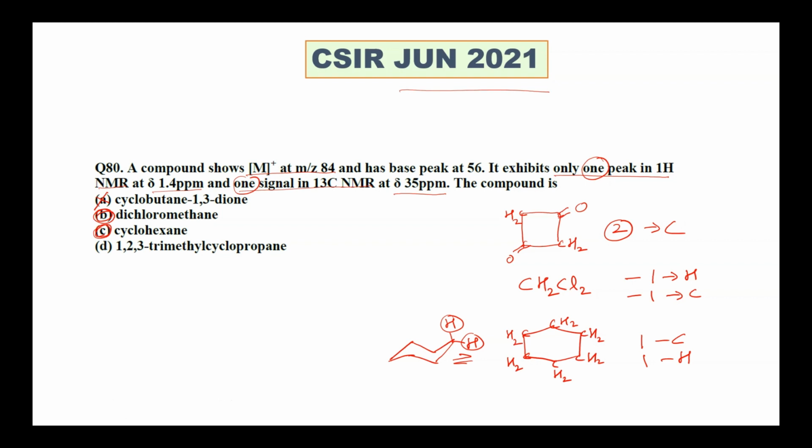Then comes 1,2,3-trimethylcyclopropane. Obviously here I have two kinds of carbon, the cyclopropane carbon and the CH3 carbon. So two carbon signals. So D is wrong. So now we have B and C. Since the value given is 35 ppm for carbon and 1.4 ppm for hydrogen, it cannot be dichloromethane, because the carbon attached to chlorine should come around 60. Any carbon attached to a heteroatom will go around 60. So option B is wrong. So the correct answer is cyclohexane. Easy, is it not?